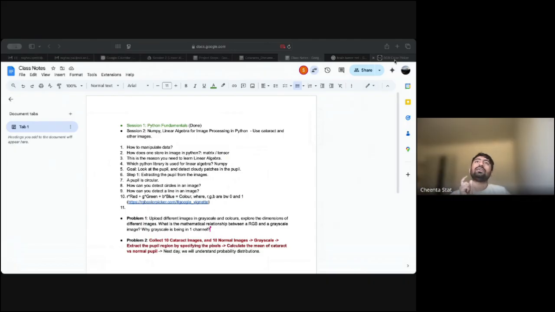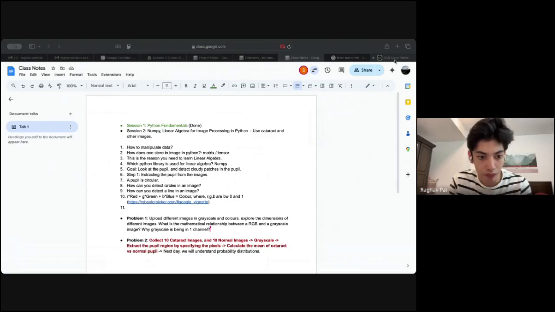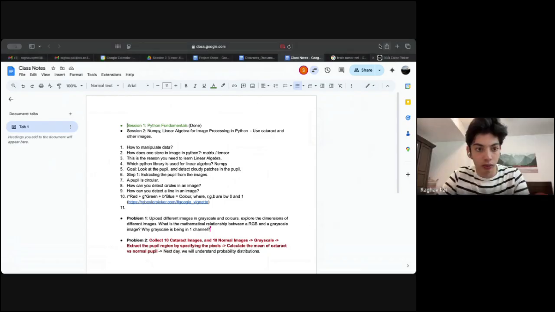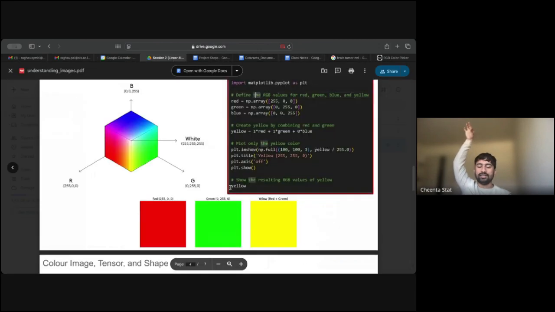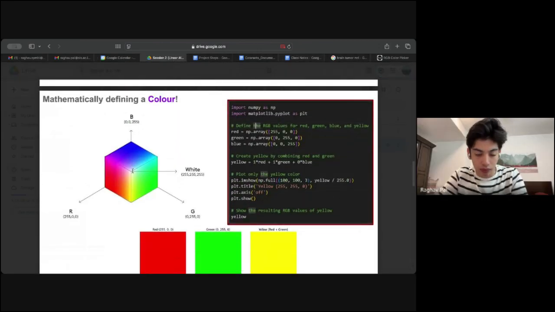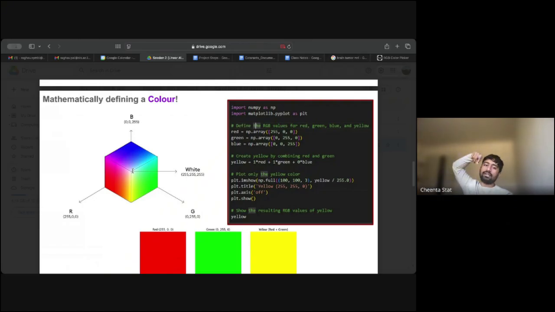So essentially, a grayscale is nothing but all the points where x is equal to y is equal to z. If you go to that 3D image, it's nothing but all the points on the x = y = z line. That is the diagonal of the cube. So from zero, all the points on that are grayscale.